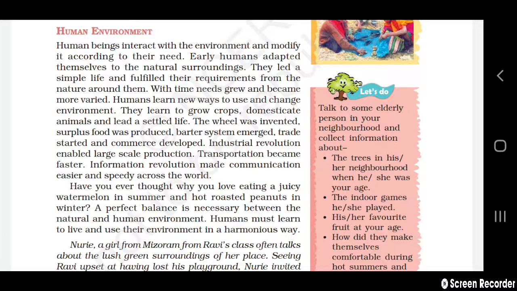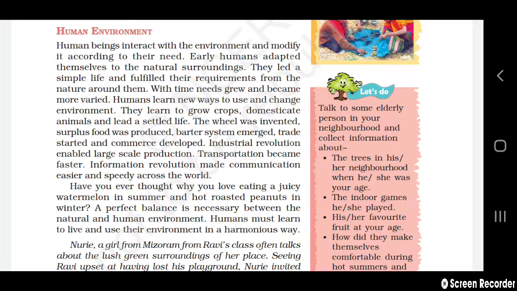With time, needs grew and became more varied. Human beings learned new ways to use and change the environment. They learned to grow crops, domesticate animals, and lead a settled life. The wheel was invented, surplus food was produced, the barter system emerged, trade started, and commerce developed.